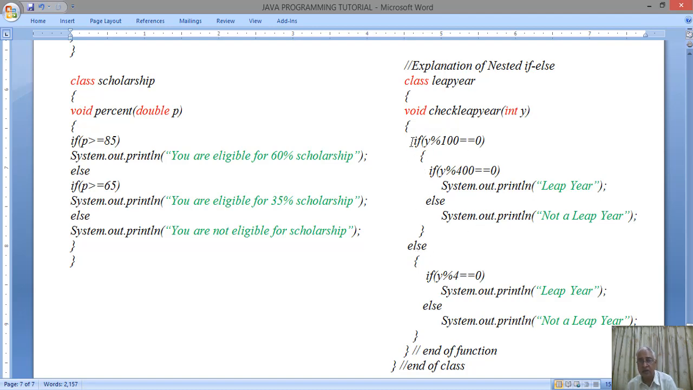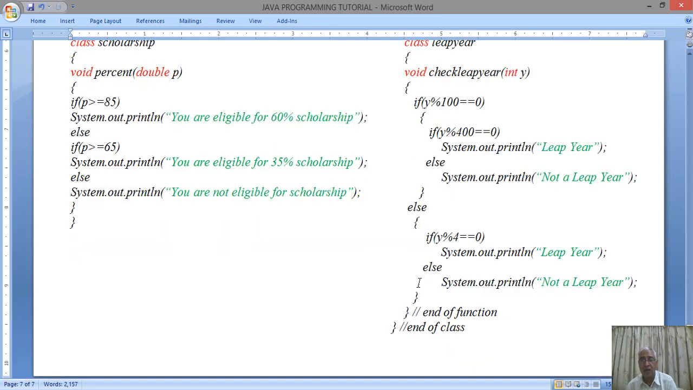Then this else is for this if. This else is for this if, but this else is for this if. So here we enter into another else, a nested else. That was a nested if, this is a nested else. That is, within an else there is another if-else.